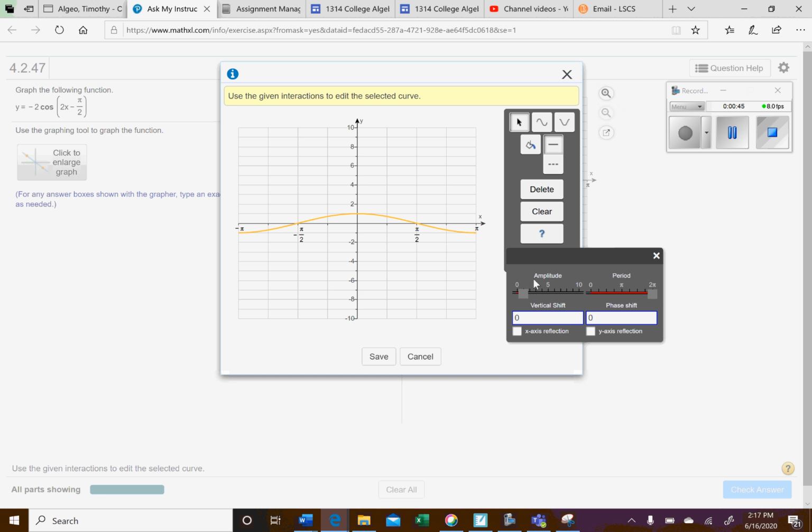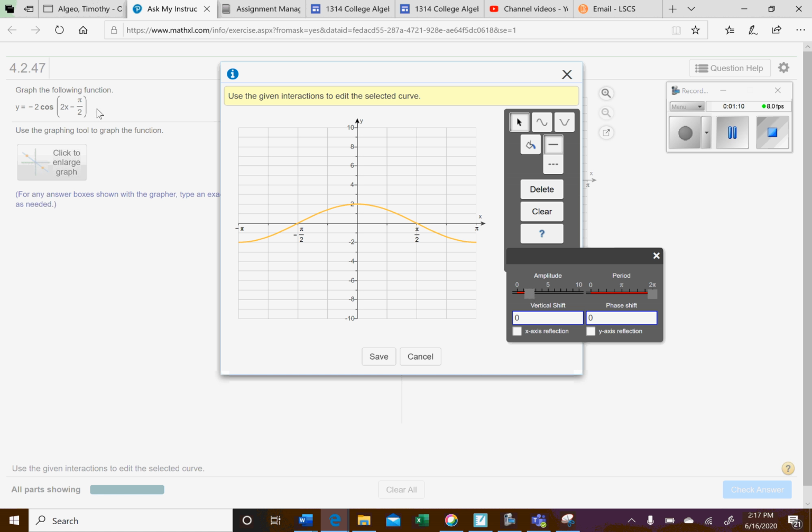Now we have to adjust the amplitude, the vertical shift, and phase shift and period right here. So we'll start with amplitude. The amplitude is going to be 2, so we'll go ahead and move that over to 2. Okay. There is no vertical shift, so we won't worry about that. Okay. The phase shift and period.